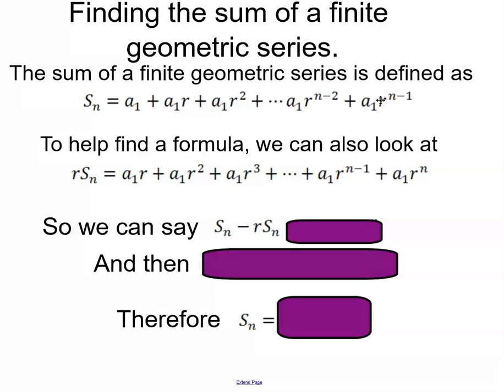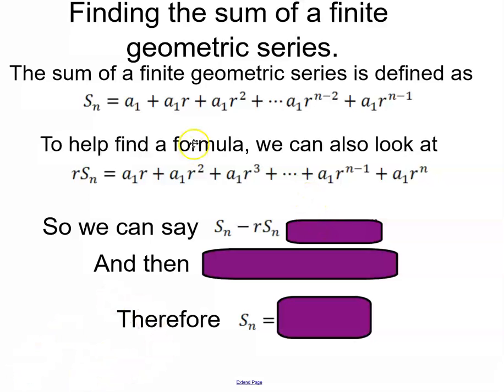To find a formula, what was done is taking that and multiplying it by an extra r. So you can see what happens here. r times s sub n, you'll just notice that every single term has an extra r. So the first term has an r, the second term now has 2 r's, the third term now has 3 r's, and so on and so forth. All the way to the last term, now instead of being 1 less than n r's, it actually has n r's.